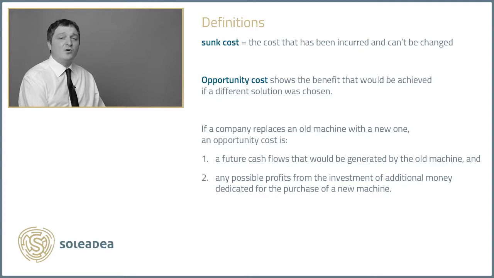If you replace an old machine with a new one, an opportunity cost is 1. Cash flow generated by the machine which you got rid of, and 2. Any possible profits from the investment of additional money dedicated for the purchase of a new machine. Remember that when you analyse an opportunity cost, you should always take into consideration market values. The same rule applies to the weighted average cost of capital, but we are going to talk about that some other time.